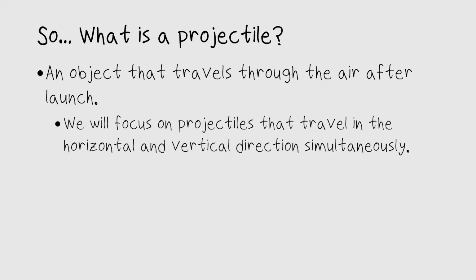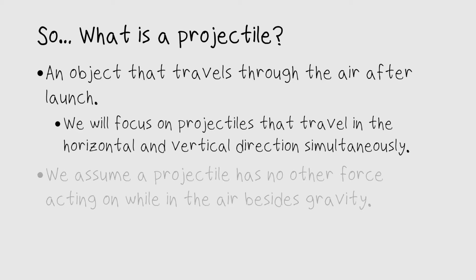One note for this particular set of lessons is that we're going to focus on projectiles that travel both in the horizontal and vertical direction simultaneously. Technically, if you throw an object straight up into the air, it's a projectile, but that's one-dimensional motion, and we've already talked about that in earlier lessons. We're going to focus on two-dimensional motion here. Same ideas, but more exciting.